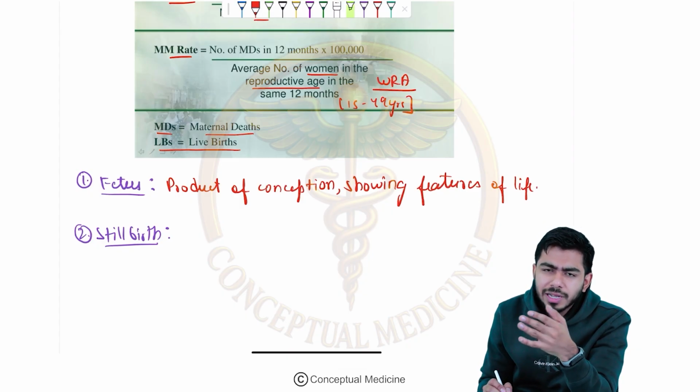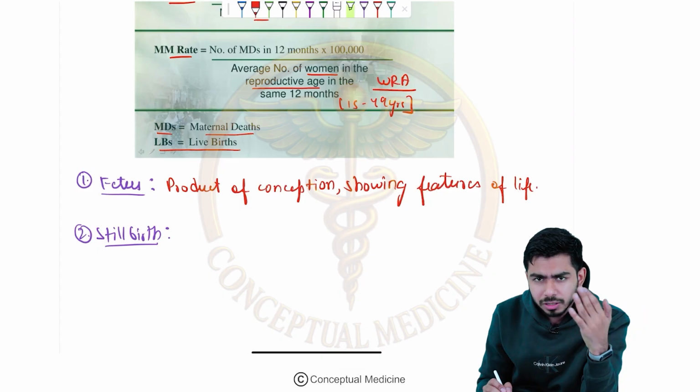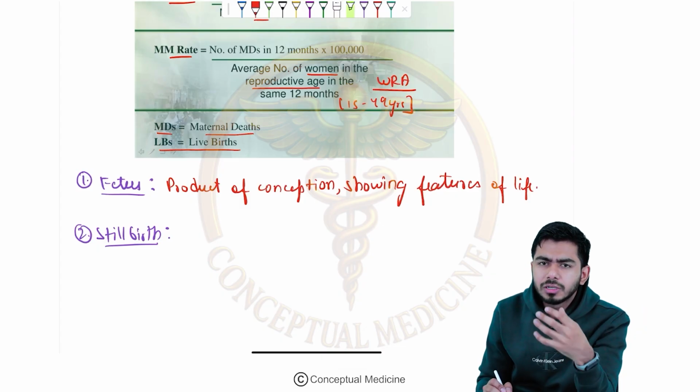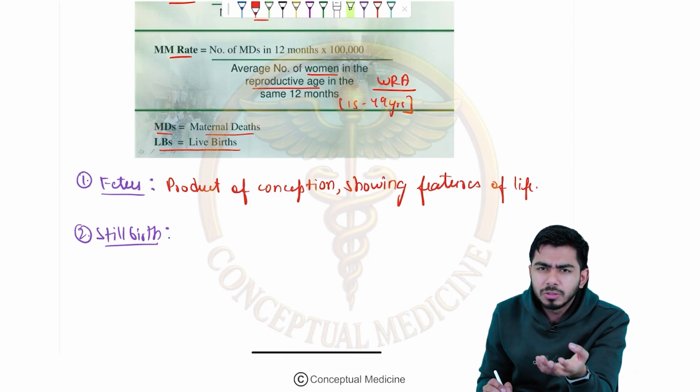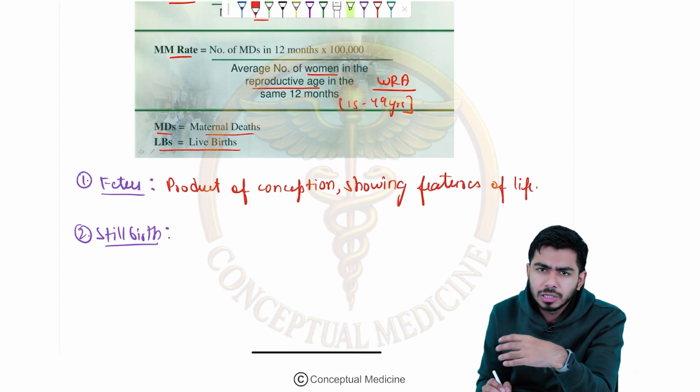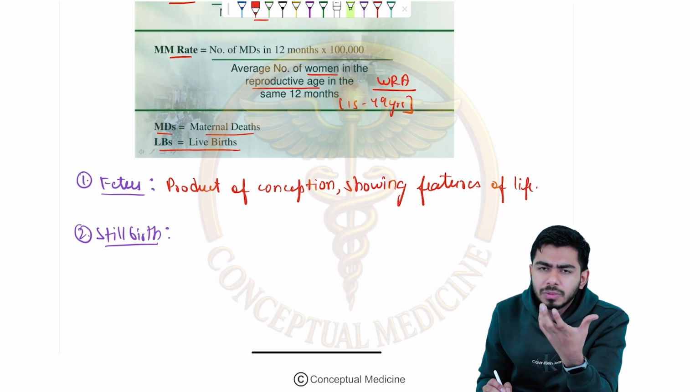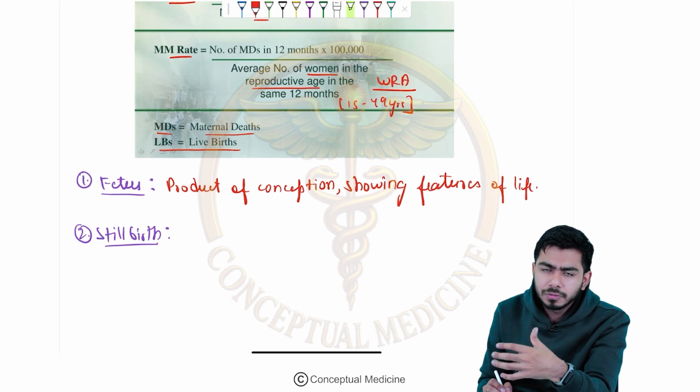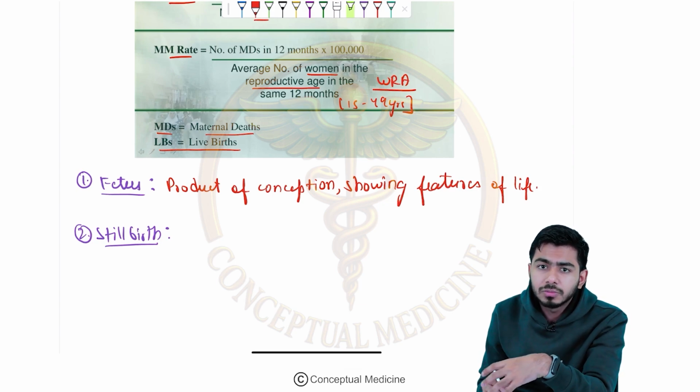But that is in the developed category I am talking about. In a developing country like India, what you need to remember is that below 28 weeks, probably we will not be able to save the life of the baby. So that is not called a stillbirth. Stillbirth will be called so after 28 weeks of gestation. If any baby is born after 28 weeks of gestation, that is called a stillbirth.